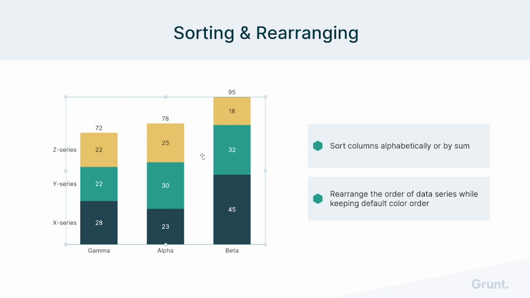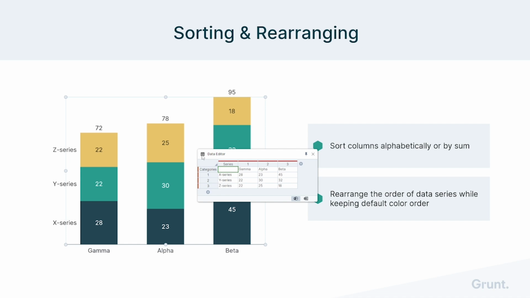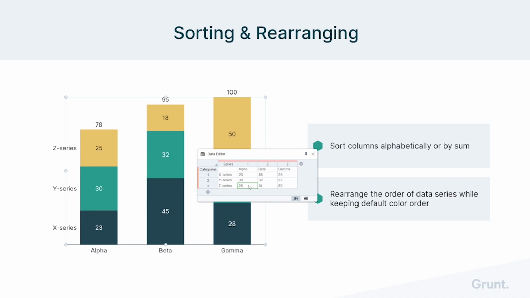You can see that the columns have rearranged such that the sum of the totals is ascending from left to right. This will remain the same even if we change our underlying data. So let's double-click to go into our data editor. From here, we can, for example, change the value of the z-series of gamma to be 50. This has, of course, increased the sum of gamma, and so it's now moved to the right.